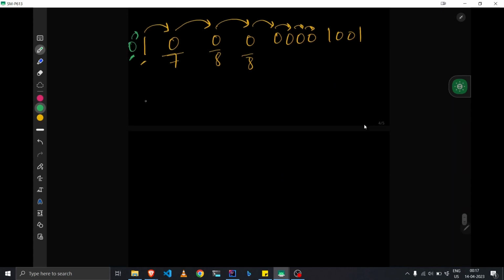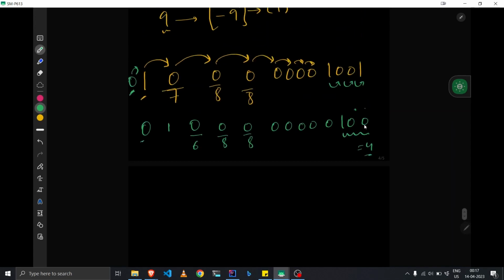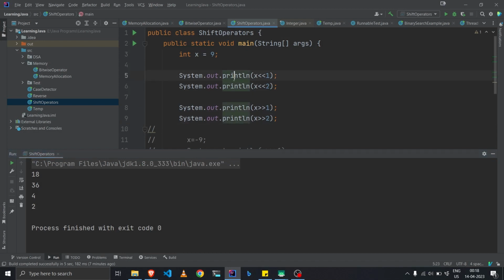Okay, so let's say that we'll be having a 0, then a 1, then 6 zeros, then 8 zeros, then again 8 zeros, then 0 0 0 0, then these have also moved to the right. So again we'll be having a 0, then 1 0 0, right? And that should result in, let's say, 1 2 4, so that should get us a positive 4. But wait, I'll show you. We'll run it in real time and see what the output is.